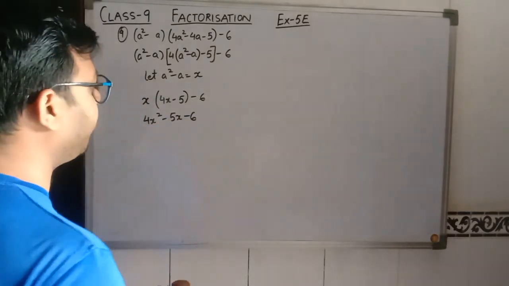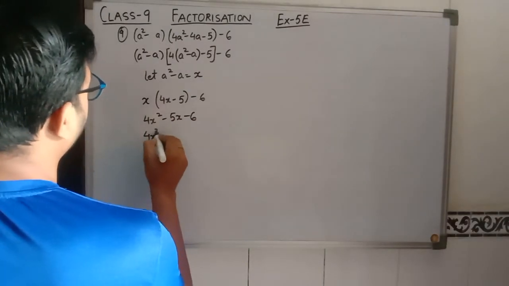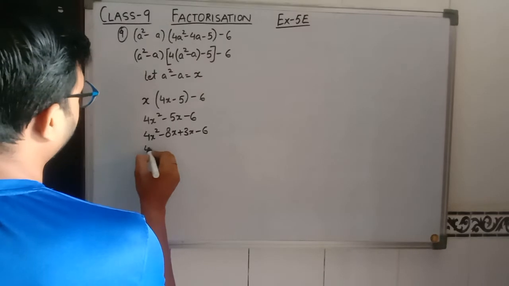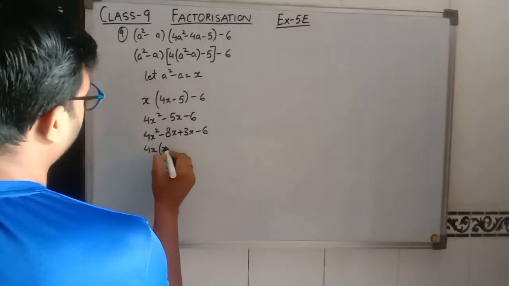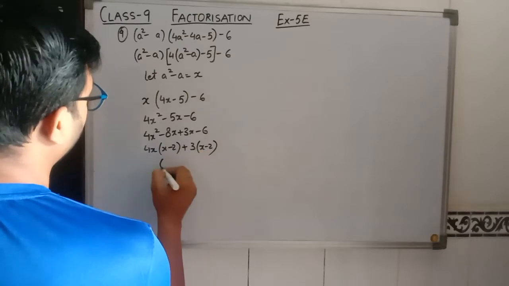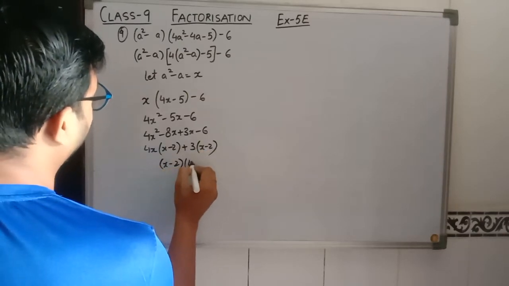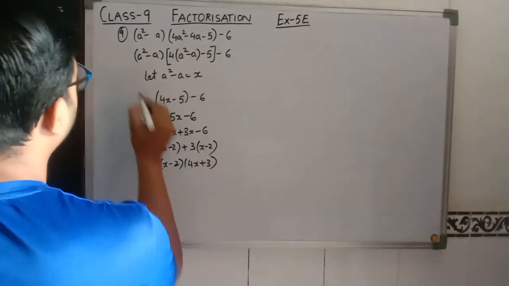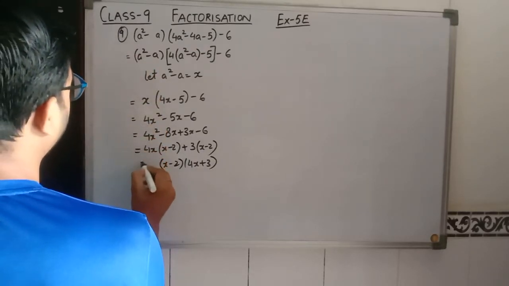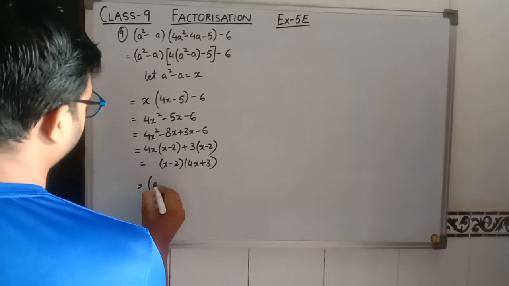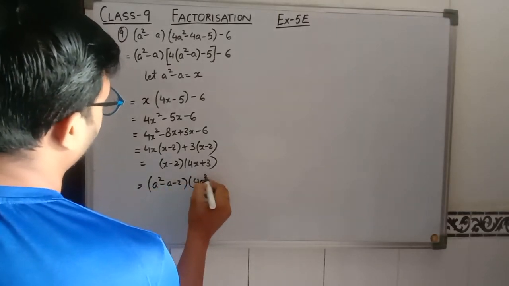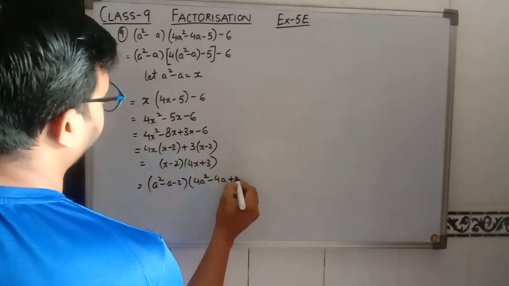4 sixes are 24, so 8 and 3 will be the numbers. 4x square minus 8x plus 3x minus 6. In the first two terms 4x is common, so x minus 2. In the last two terms 3 is common, so x minus 2. X minus 2 in the first bracket, 4x plus 3 in the second bracket. But this is not the final answer. We have considered x as a square minus a. So a square minus a minus 2 and 4a square minus 4a plus 3.